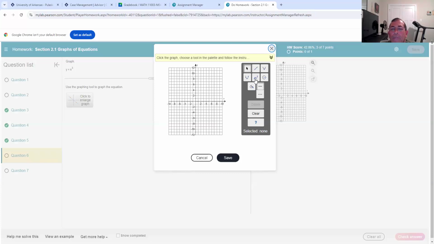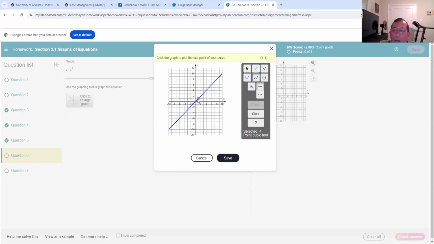I'm going to click the 4-point cubic tool. So my first point was -1, -1. I had 0, 0. This one's tricky because them points are so close. I had a 1, 1.